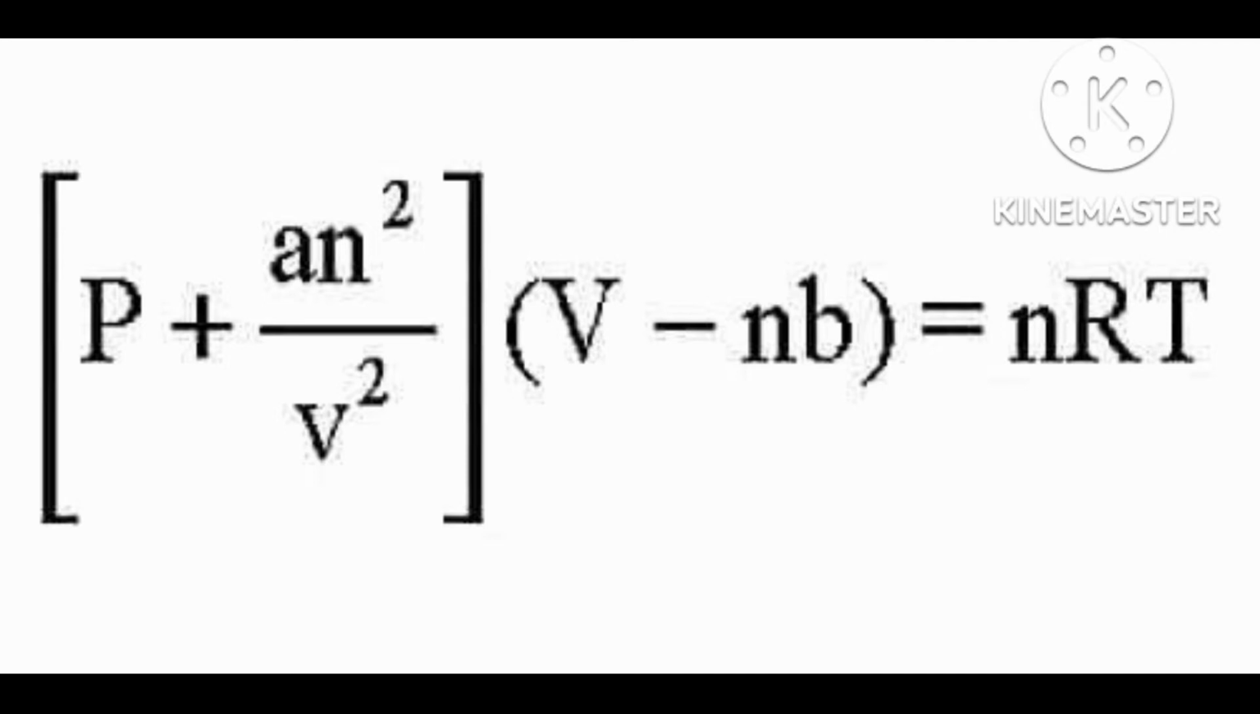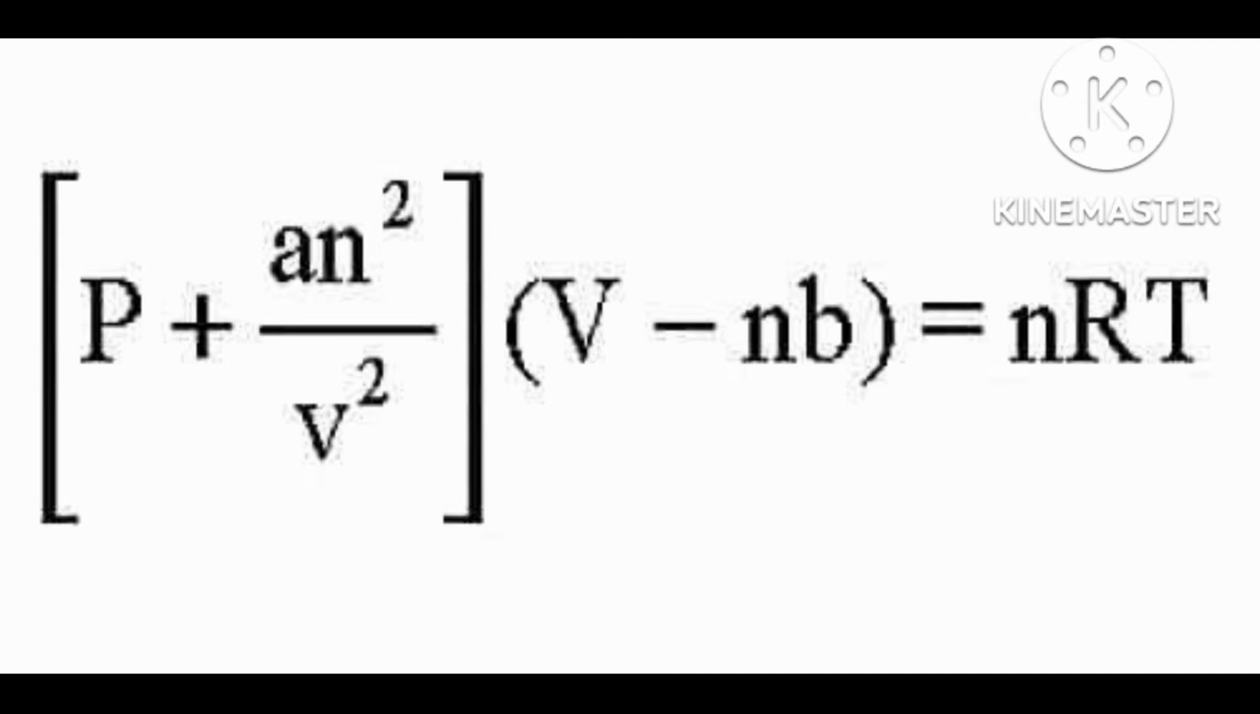Then it is found that real gases do not follow Boyle's law, Charles' law, and Avogadro's law perfectly. They are not following under all conditions. Now two questions arise. First question, why do gases deviate from the ideal behavior? And second question, what are the conditions under which gases deviate from ideality? These two questions are there.